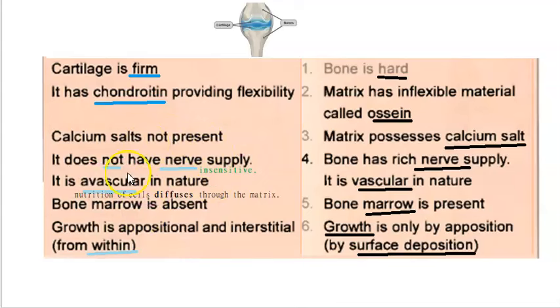Okay, cartilage. Then who has bone marrow? Bone marrow is present in whom? In the bone. Very good. So bone marrow will make RBC, WBC, platelets and all. So bone has so many functions.